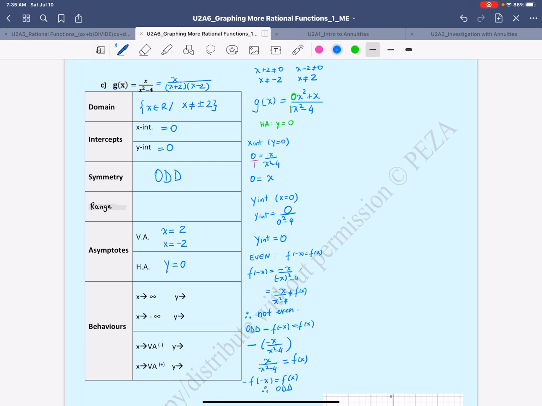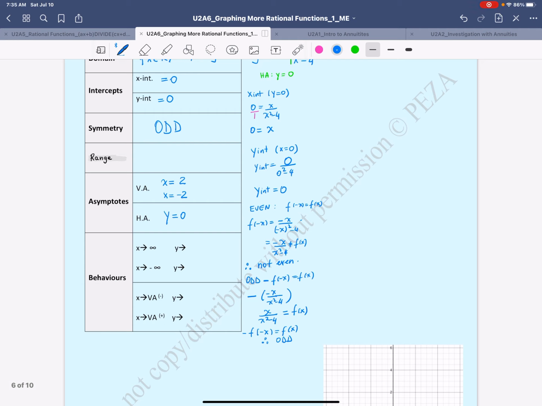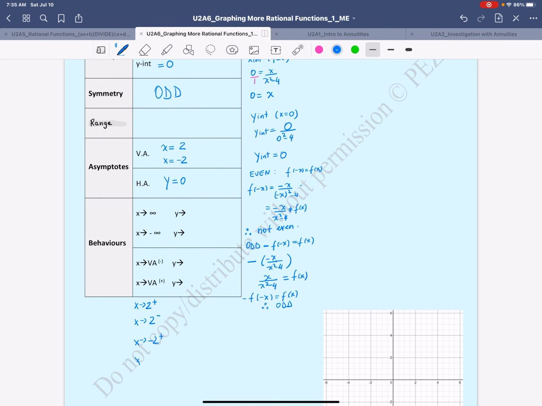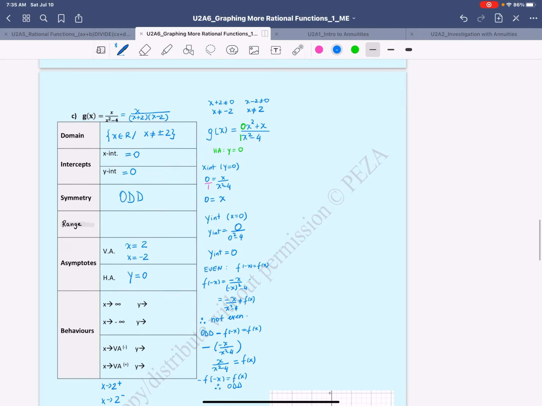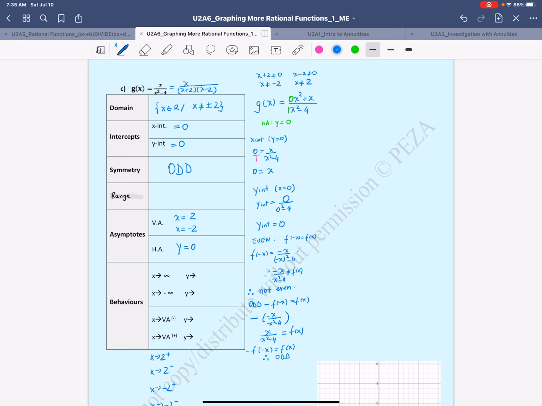Now the vertical asymptotes in our case are 2 and negative 2, which means that we will have to find the end behavior as x approaches 2 from the right, x approaches 2 from the left, x approaches negative 2 from the right, and x approaches negative 2 from the left. So let's check and see what happens to the graph of this function with our findings in here.